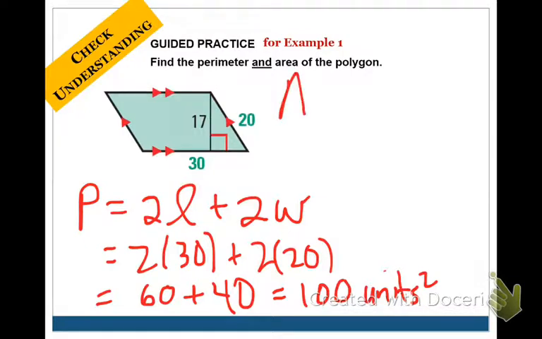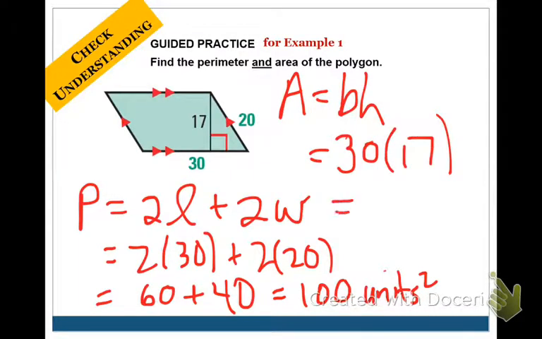What about the area? What's the area going to be? What's the area formula for a parallelogram? Base times height. So, what can I use for my base and height, Brandon? 30 and 17. Good. 30 times 17. So that's going to be 510. 510 units. Oh, I shouldn't have squared the units on perimeter. Perimeter is just units. And then it's 510 units squared.